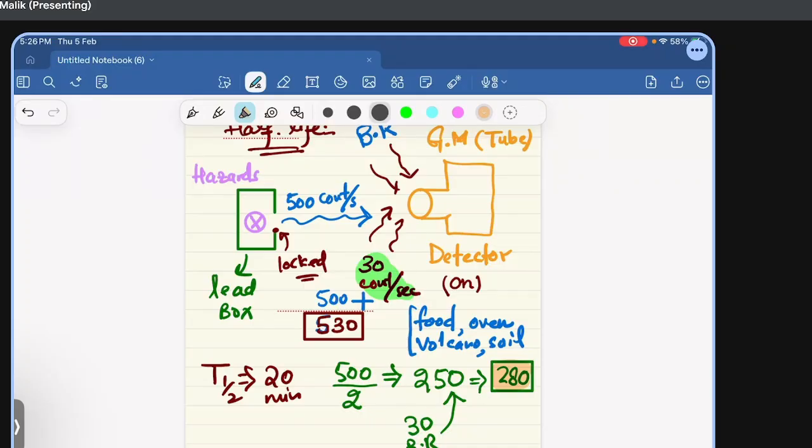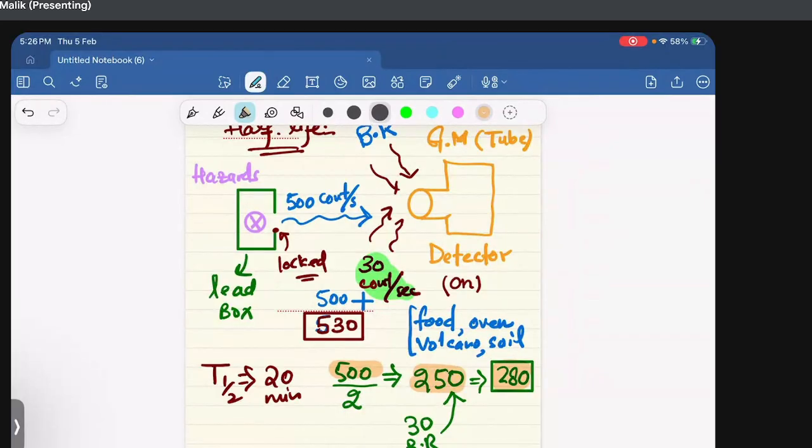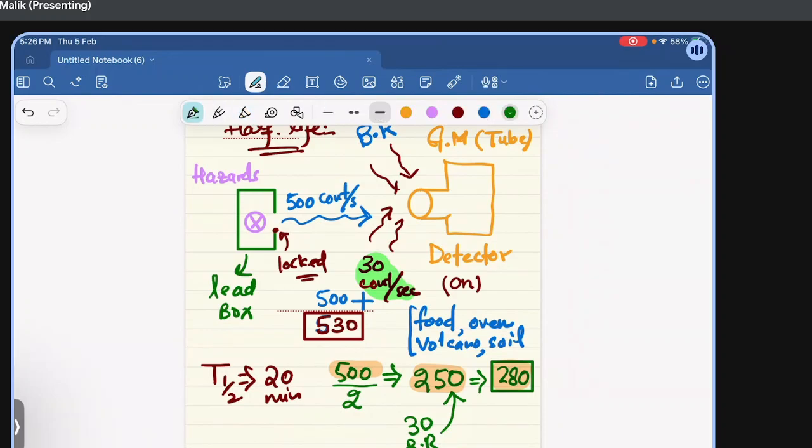Yes, sir. So the initial count was how much, Adam? 500 from the source. Yes, sir. 500. If you divide by 2, you will get how much? 250. But why did we add 30 again? Because of the background radiation. Okay. For the next 20 minutes, after 20 more minutes, they went back.